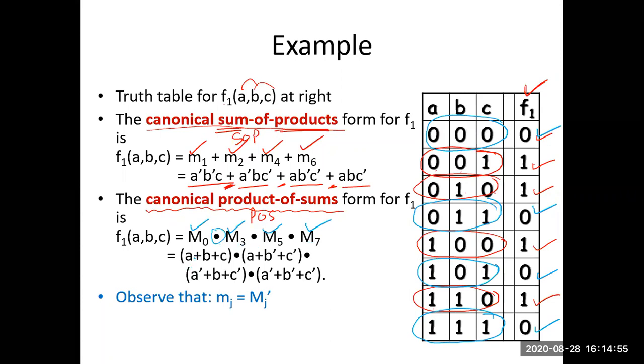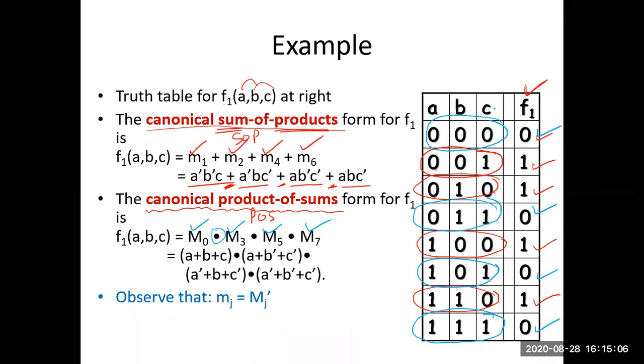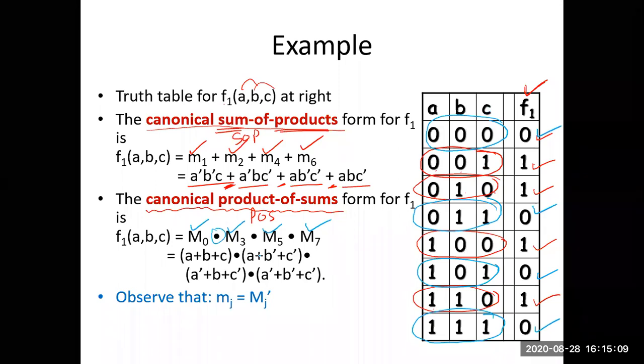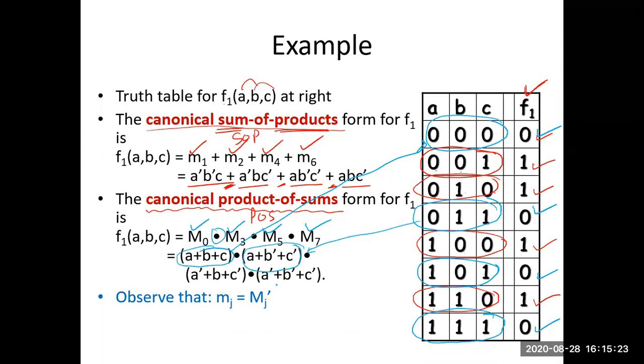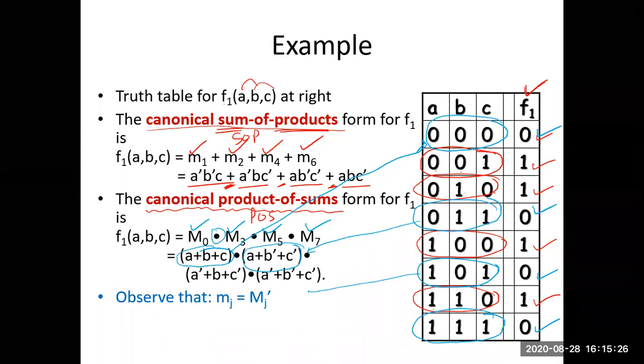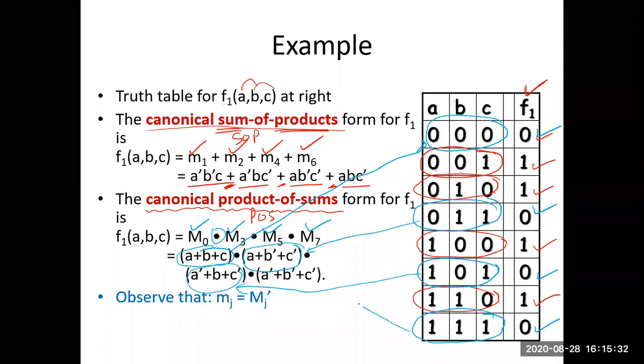Now I need to write these max terms in the form of variables. The first one is 0 0 0. So 0 I can represent with a, the next 0 with b, and the next 0 with c. So this is basically a plus b plus c. I am getting this from here. The second one is A plus B bar plus C, then A plus B bar plus C bar. The third one is A bar plus B plus C bar, and the fourth one is A bar plus B bar plus C bar.